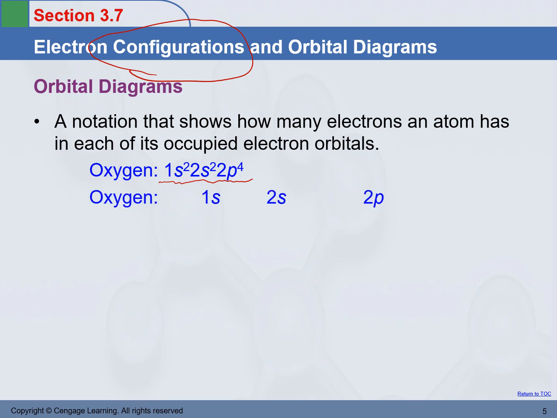You first lay out the subshells that have electrons in them. Then you draw empty boxes to represent the orbitals in those subshells. The s subshell has only one orbital, the s subshell has only one orbital, and the p subshell has 3 orbitals. Now you start filling those 8 electrons into them.